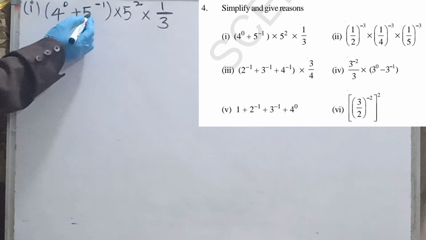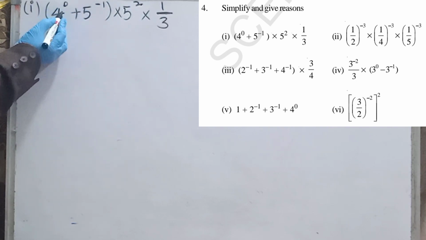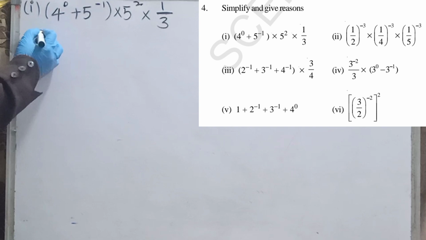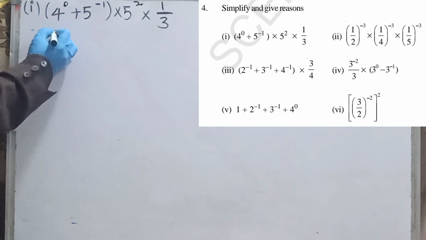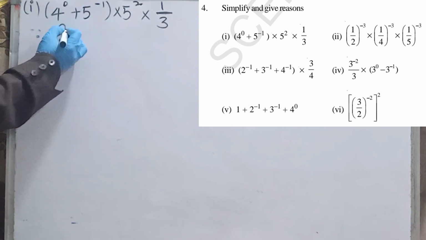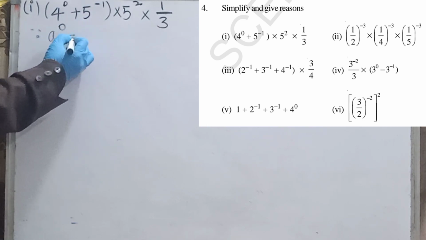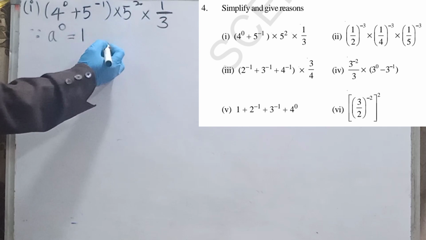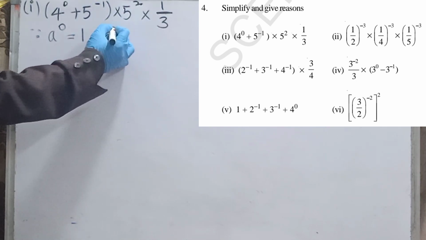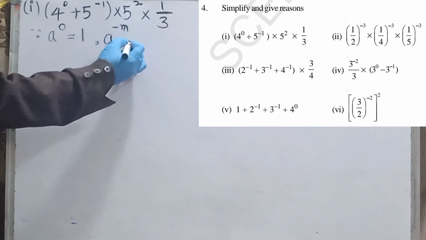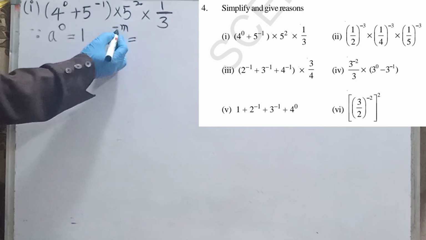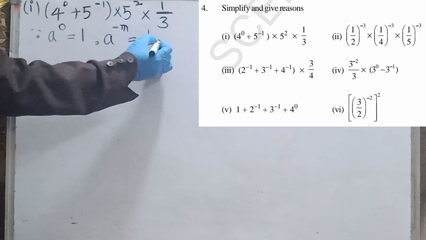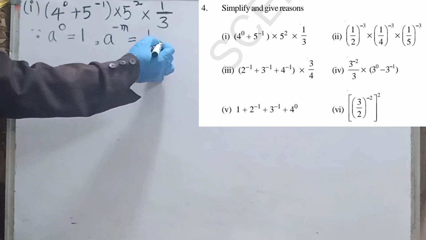4 power 0 plus 5 power minus 1. Since anything to the power of 0 will be 1, since we have to write the reasons also here, whatever law we are using, we'll write here. Since a power 0 equal to 1. And one more thing is 5 power minus 1, that is, the power is negative. So if power is negative, we can change it to positive using which formula? A power minus m is equal to 1 by a power m.